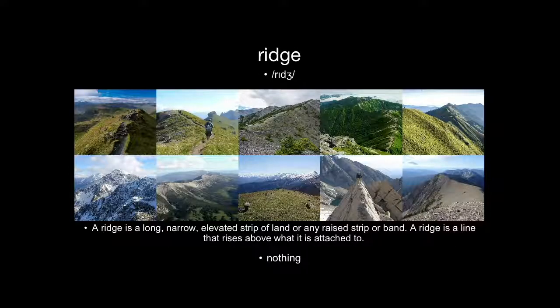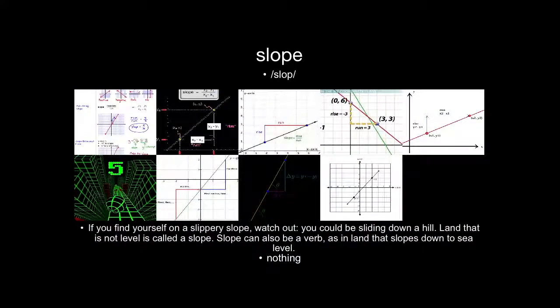Ridge, ridge. A ridge is a long, narrow, elevated strip of land or any raised strip or band. A ridge is a line that rises above what it is attached to. Slope, slope. If you find yourself on a slippery slope, watch out, you could be sliding down a hill. Land that is not level is called a slope. Slope can also be a verb.